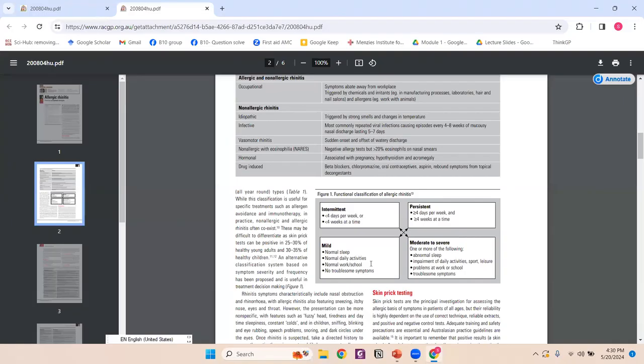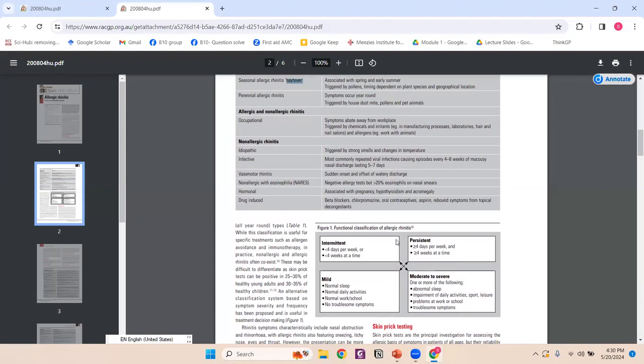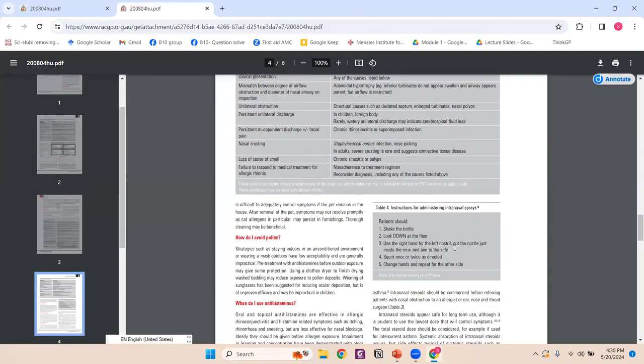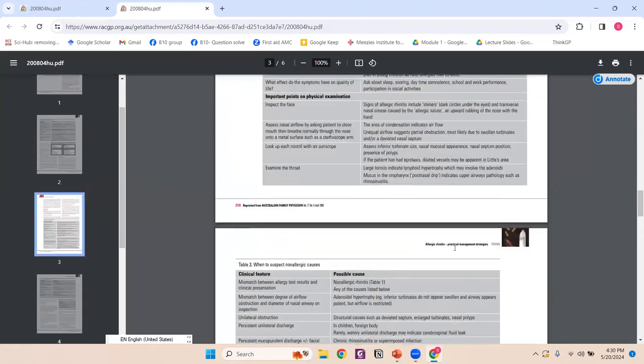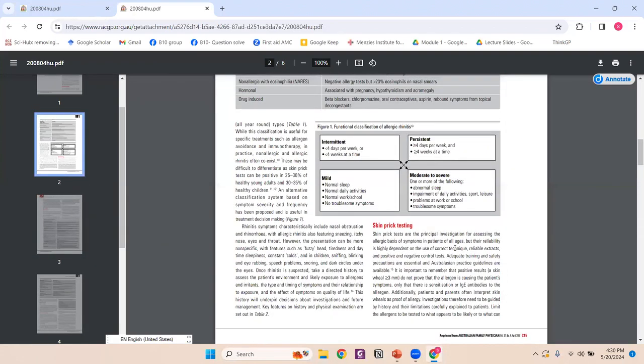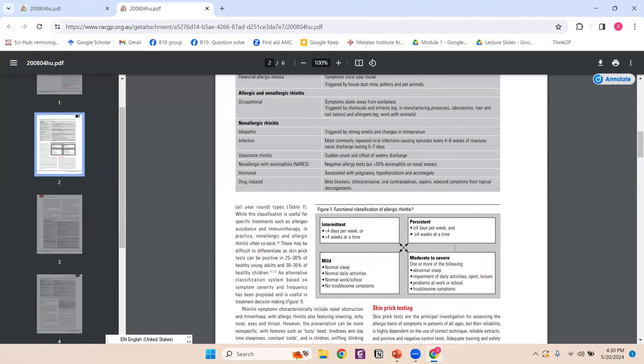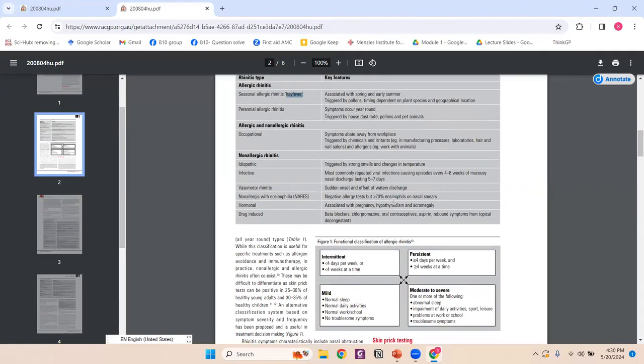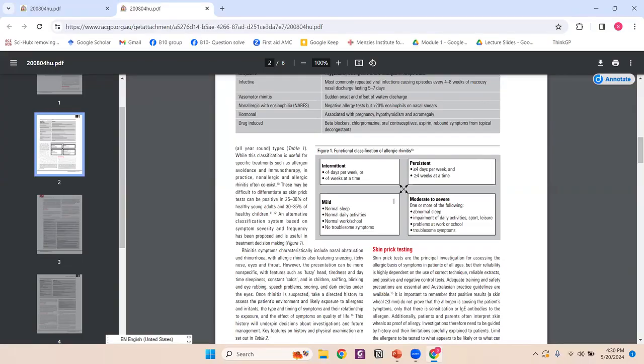Then you have a functional classification, whether it's mild, moderate or severe, intermittent or persistent. And then you have the management. You can go through this leisurely. In general terms this is an allergy, and the seasonal one specifically is associated with different symptoms, like the winter and all.